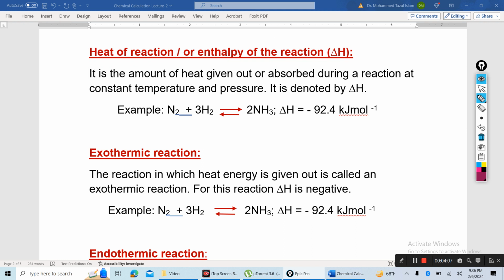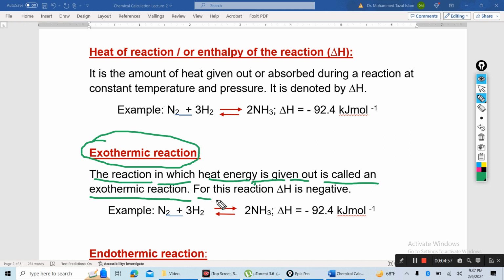Now you will know what is exothermic reaction. The reaction in which heat energy is given out or produced. Given out means produced or released, is called an exothermic reaction. The reaction in which heat energy is given out, that reaction is known as exothermic reaction.